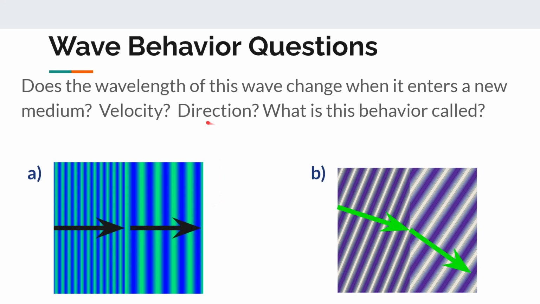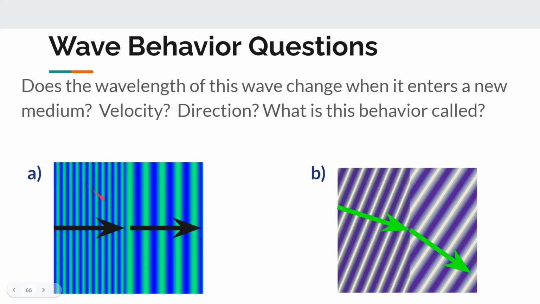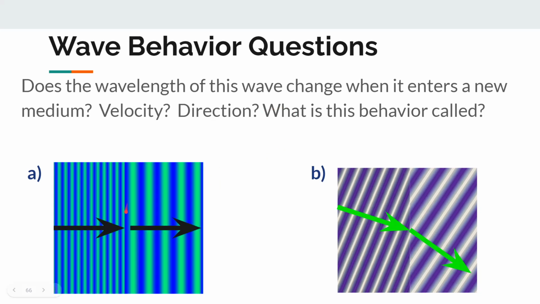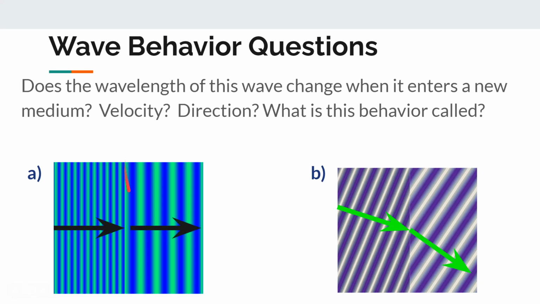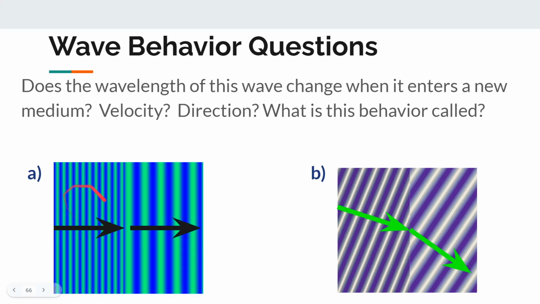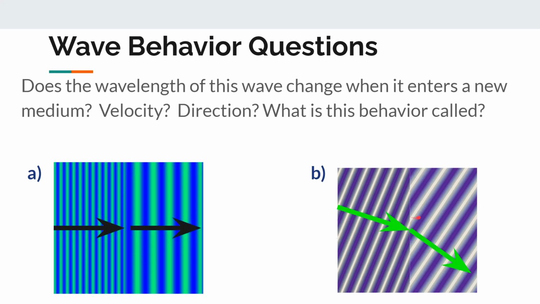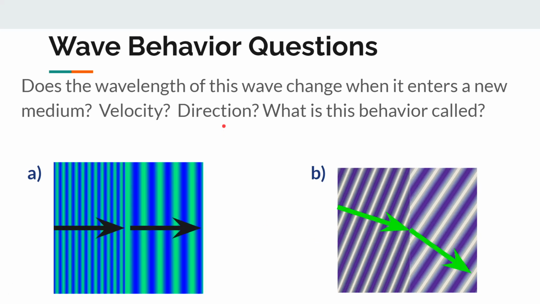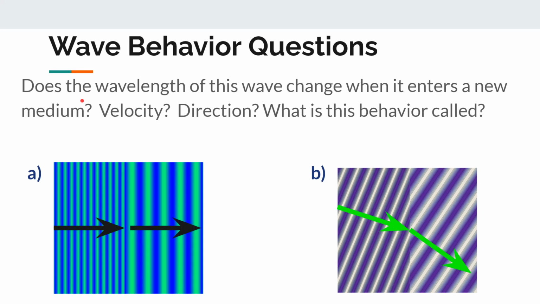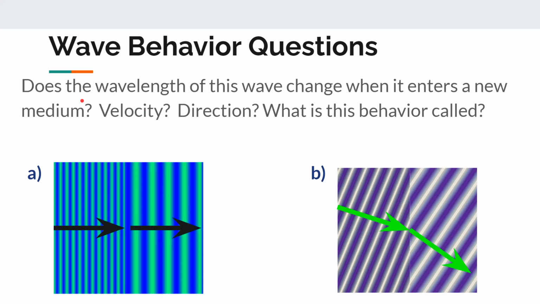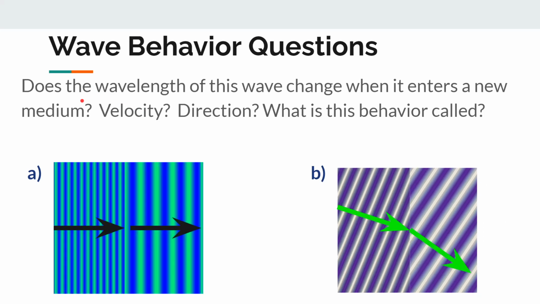So here are some wave fronts approaching a new medium. The new medium is represented right here, where it's going from one type of material into a different type of material, and you see the same thing with letter B. And the question says, does the wavelength of the wave change when it enters a new medium? What about its velocity? What about its direction?